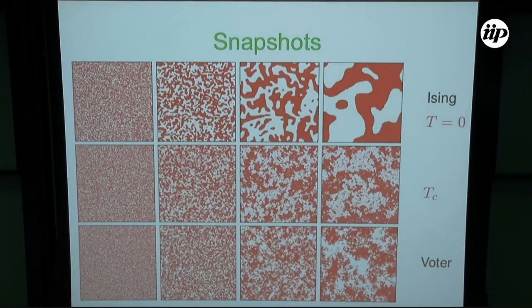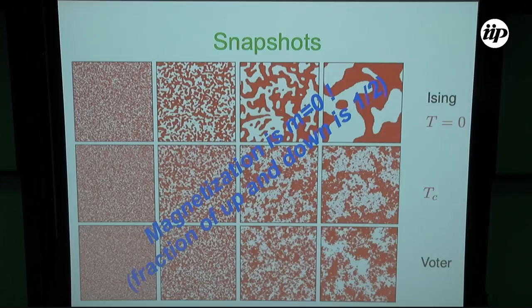Okay, so look at the first stripe here. This is what goes on in this model. When you quench it, you start from a disordered state, and then you have formation and growth of these domains. The other lines are different models where you also have coarsening.